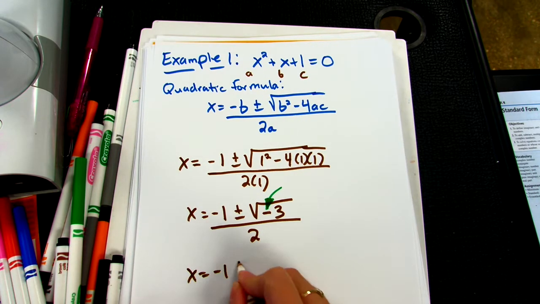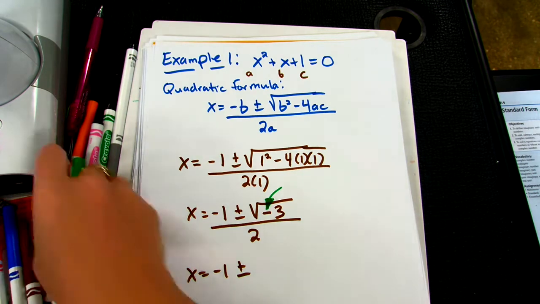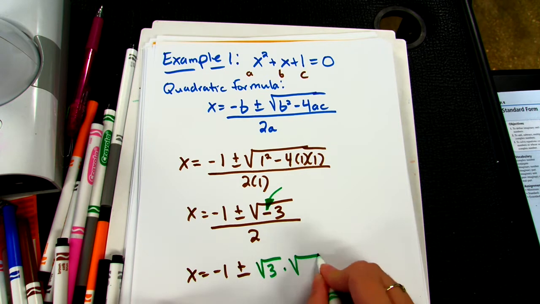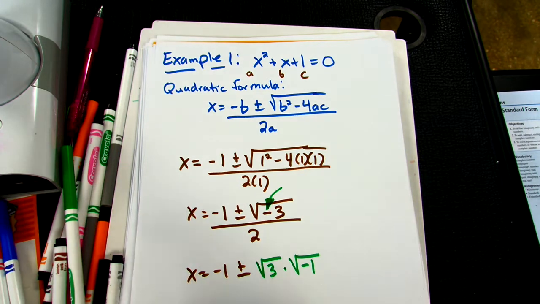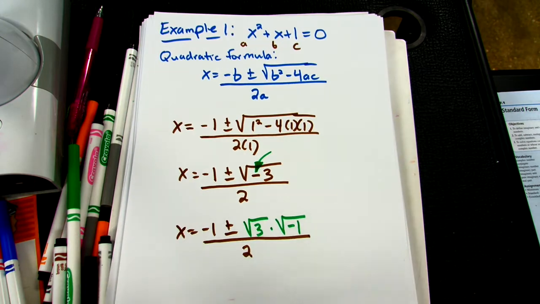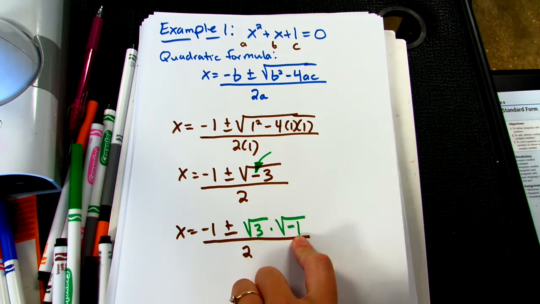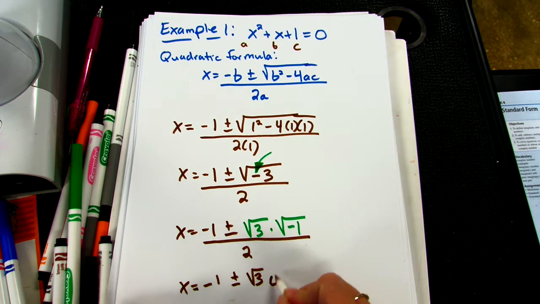x equals -1 plus or minus the square root of -3, which is the same as saying the square root of 3 times the square root of -1. Okay, so that helps. Now I've got a square root of -1. It's still all over 2. So now that square root of -1 is going to become an i, right? So we end up with x is equal to -1 plus or minus the square root of 3 i, all over 2.